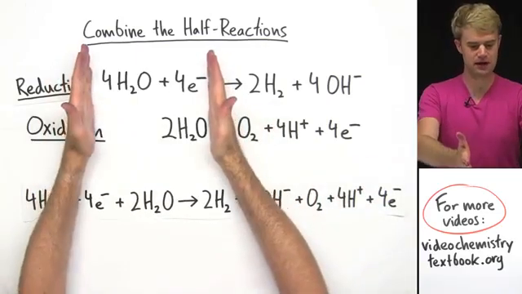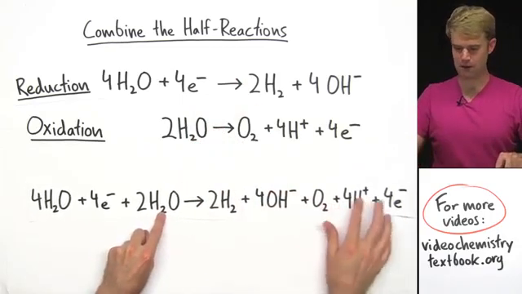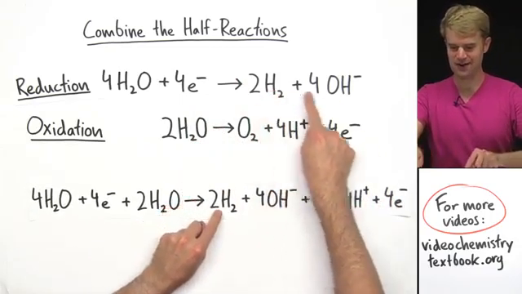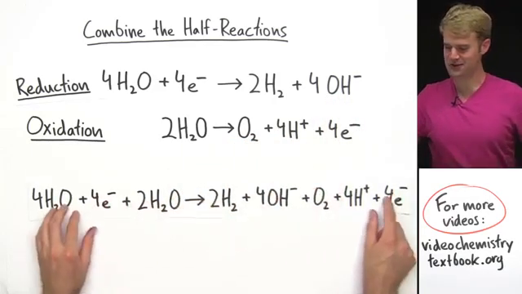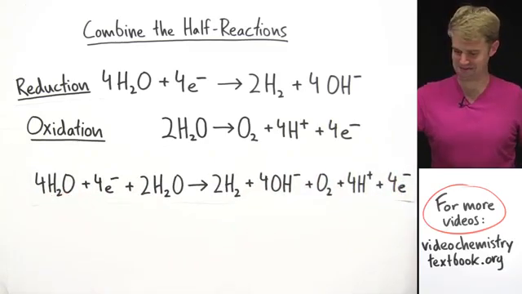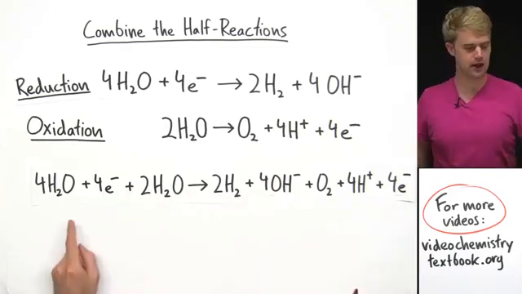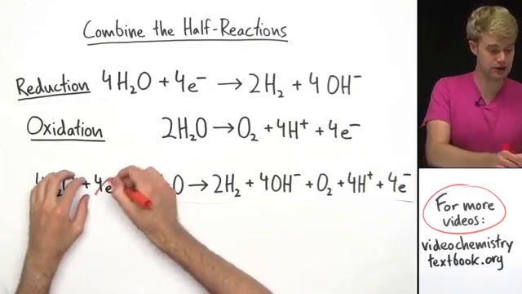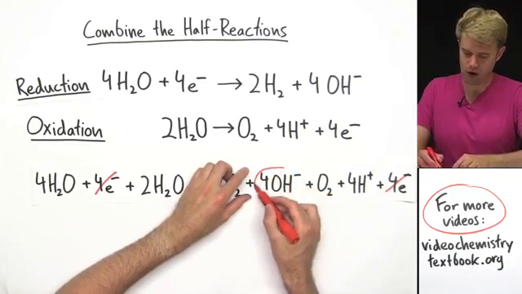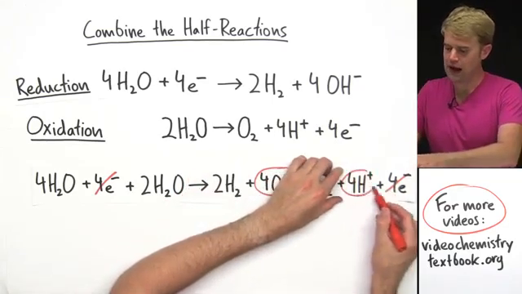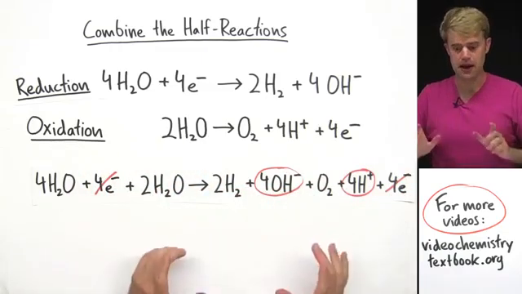We take everything from this side of the equation and put it here: 4 H2O, 4 e minus, 2 H2O. Then we have our arrow, and then we have 2 H2, 4 OH minus, O2 plus 4 H plus, 4 e minus. All right, now there are a few things that we can do here. If something appears on both sides of the arrow, we can cancel it out. So we'll get rid of this one and we'll get rid of this one. But that's not all we can do. Look at this. We have 4 OH minus here, and we have 4 H plus. OH minus and H plus combine to make water.